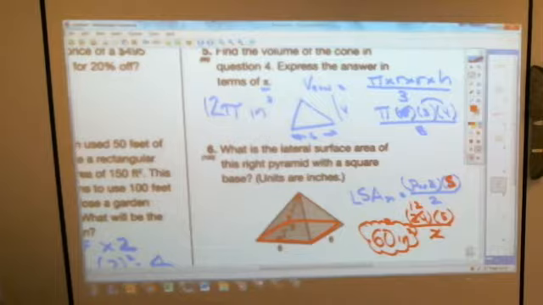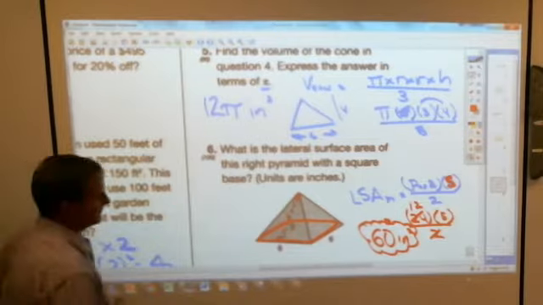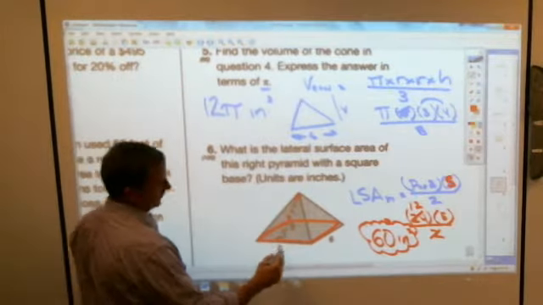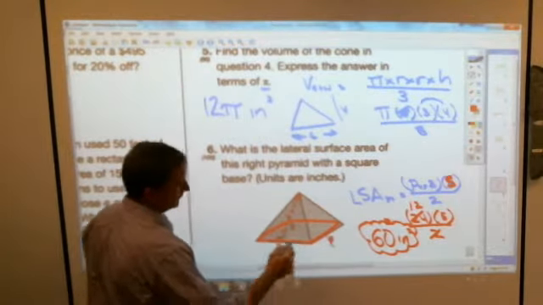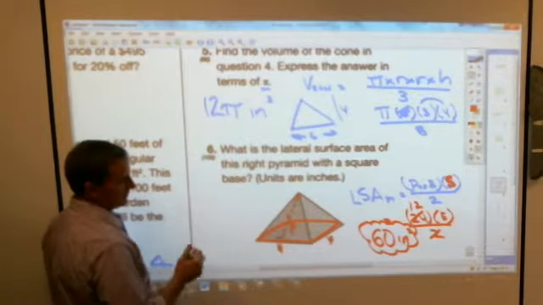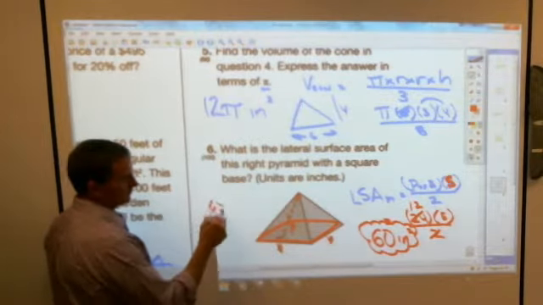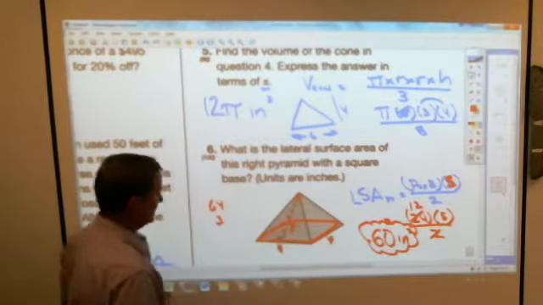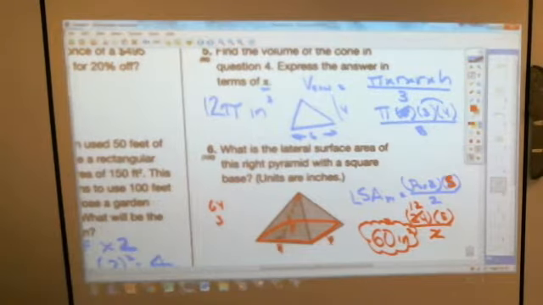Would that work for everything, or just this one? 36 times 6. Wait, why does it work? What if this was 4, 4, and 4? 16 times 4 is what? 64 divided by 3. That doesn't seem to work out right. Maybe just this one. I don't know if I trust that per se. You can go on that one there.